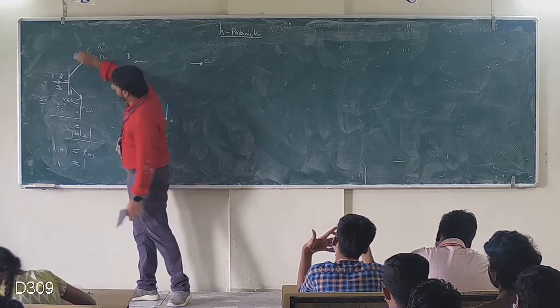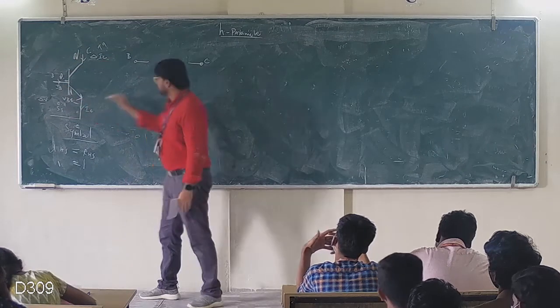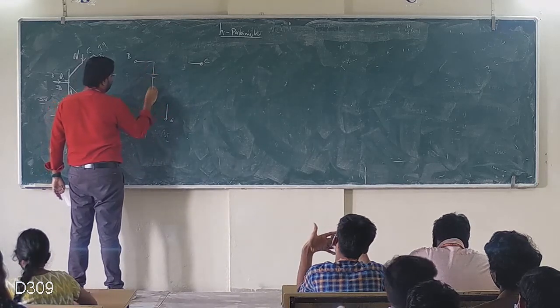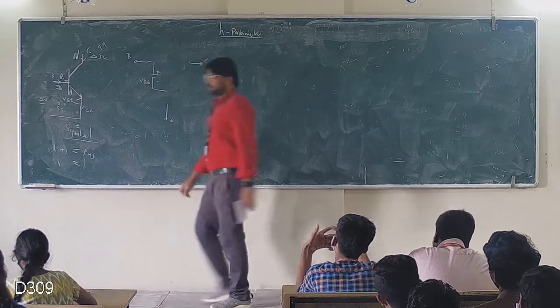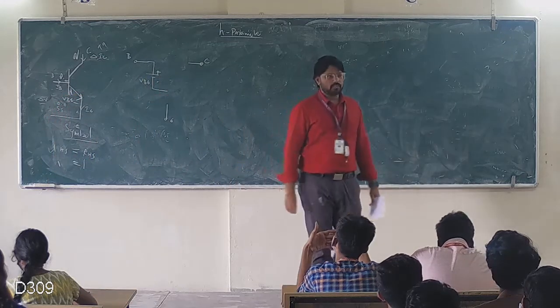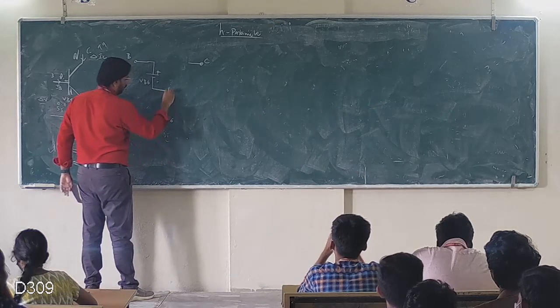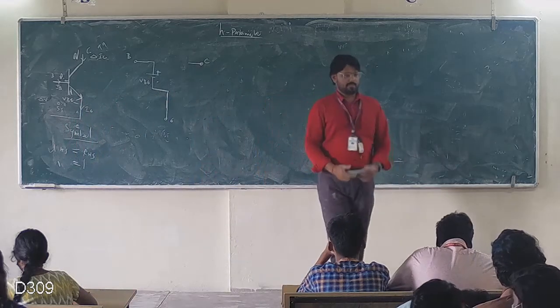What is this? N. What is this? P, N. So how could I represent this equivalently? Now I am trying to represent. Now I could represent a battery across base emitter. A battery across base emitter.